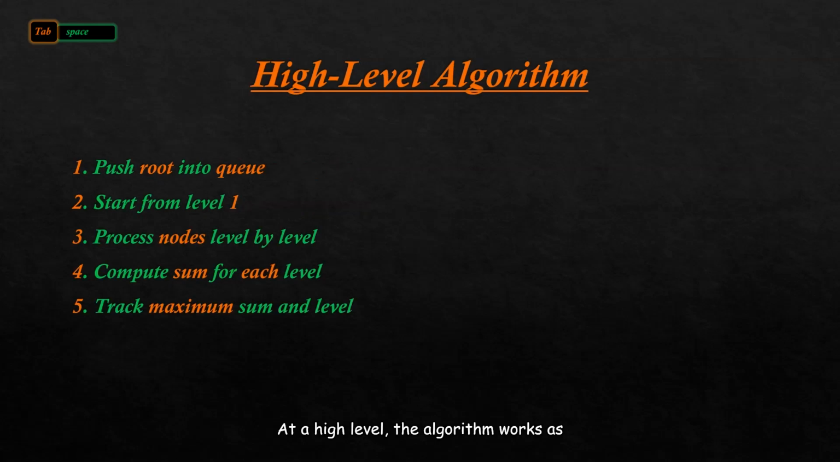At a high level, the algorithm works as follows. Push the root node into a queue. Start processing from level 1. For each level, process all nodes at that level. Compute the sum of their values. Track the maximum sum seen so far. Update the result whenever a higher sum is found. Finally, return the level number associated with the maximum sum.